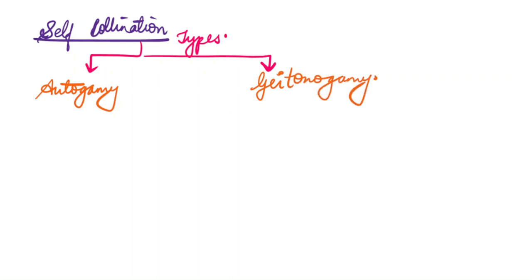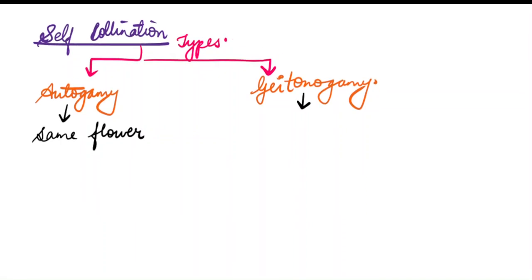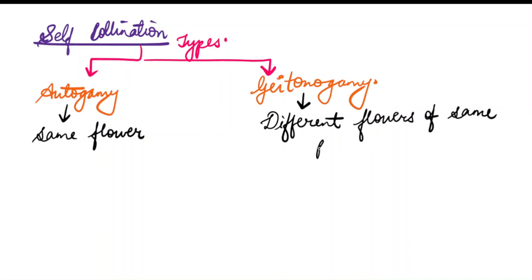What is autogamy? In autogamy, we say that pollination is within the same flower. Same flower, this is important. In geitonogamy you will write it is between two different flowers of the same plant.